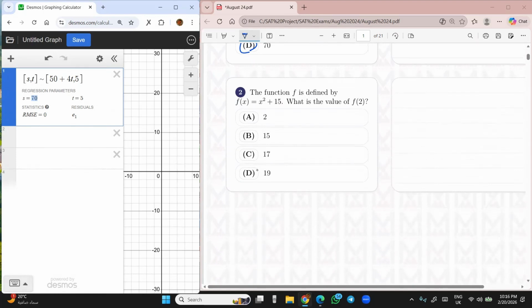Question number 2. The function f is defined by f of x is equal to x squared plus 15. What is the value of f of 2? So f of 2 is replacing f of x, which means this x is 2. So we can write f of 2 is equal to x squared, which means 2 squared plus 15. 2 squared is equal to 4, of course, plus 15, and that gives us 19, which is letter D.